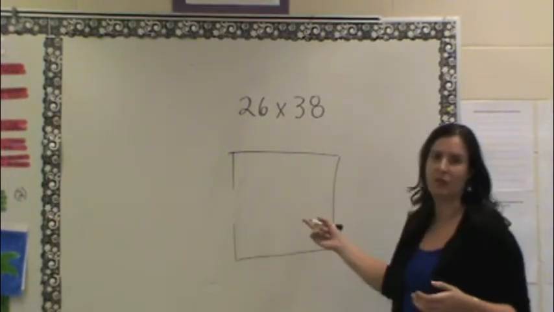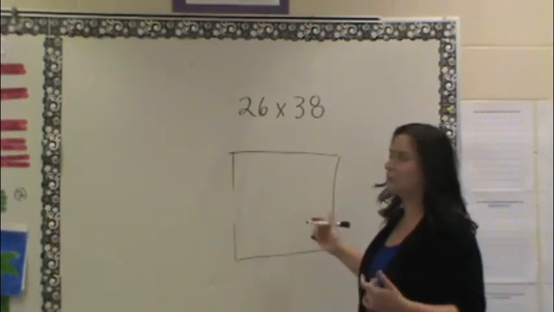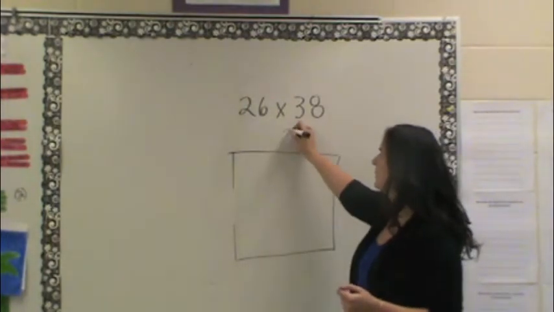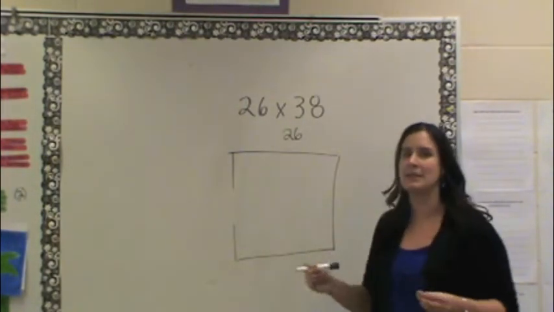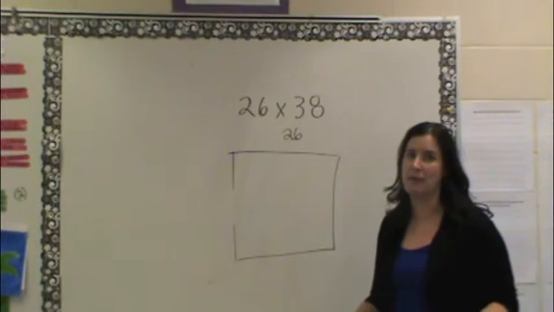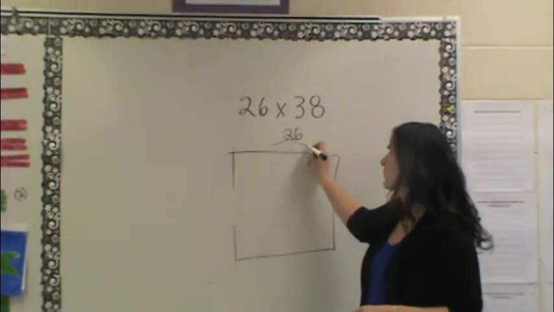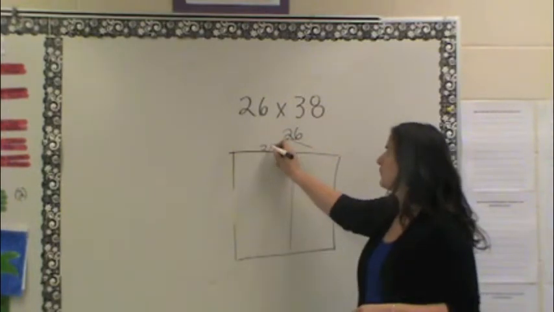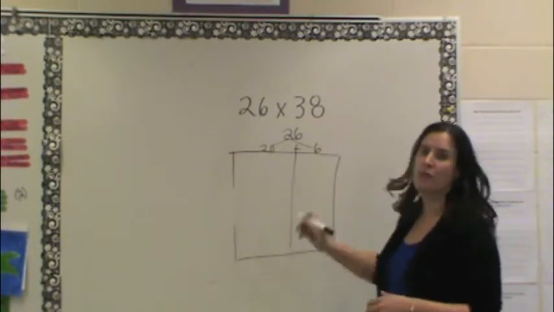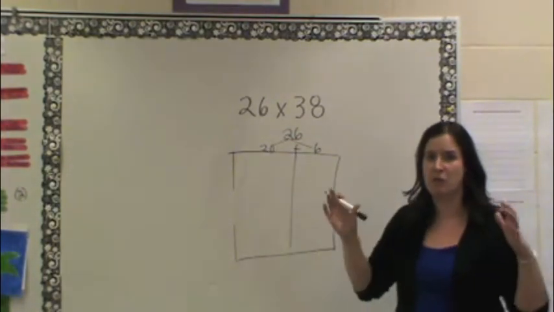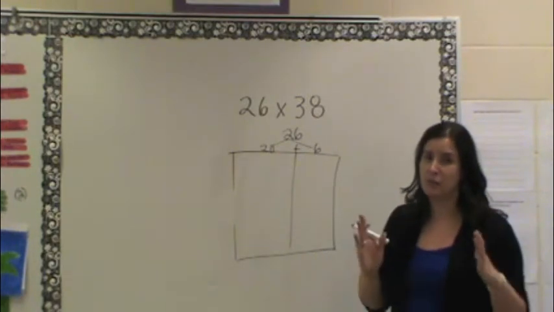Here I drew something that looks more like a square, but that's not so important. 26. Well, how could you break down 26 to make that more manageable to multiply? Because multiplying anything by 26 is very difficult. So you would want to break down your 26 in terms of 20 and 6. So your length that measures 26, you've broken it down into two parts, 20 and the 6.